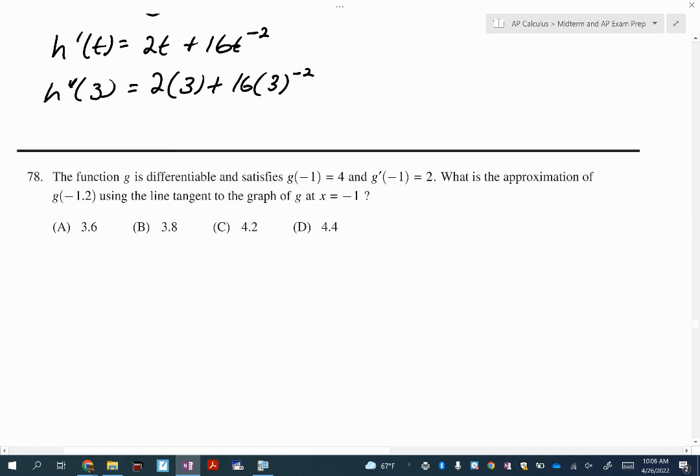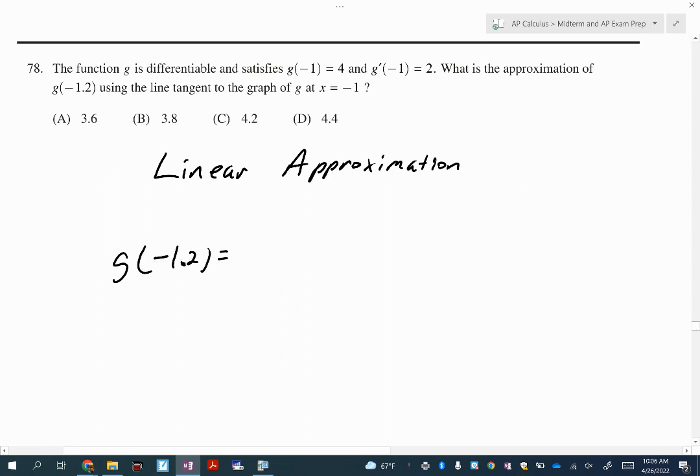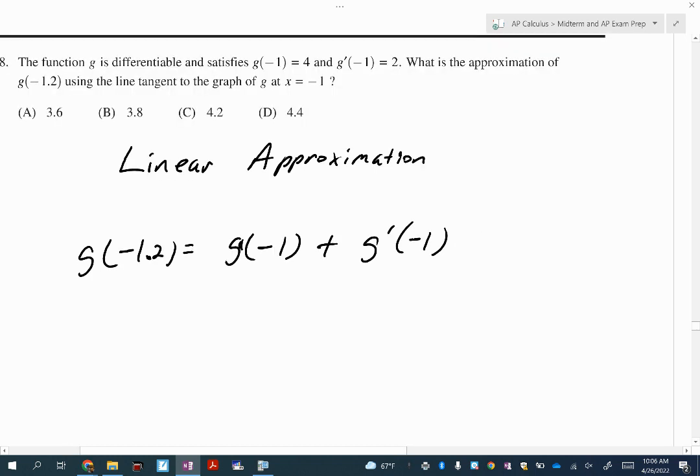All right, 78. Now this one is asking about linear approximation, and it's been a while since we've done this. All right, but the way that we do this is we're trying to find the approximation for g of negative 1.2. So we first are going to say, okay, what's the nearest one to it? That's g of negative 1 plus the derivative evaluated at that negative 1 times, and this is where we're going to do negative 1.2, so we're trying to find minus how far away it is from the approximation that we're using, all right, or the value that we do know, which is negative 1.